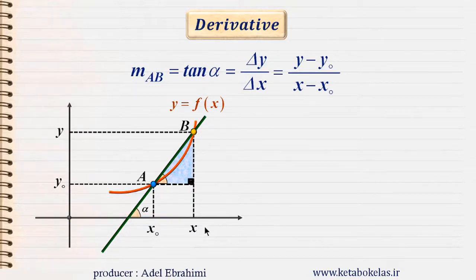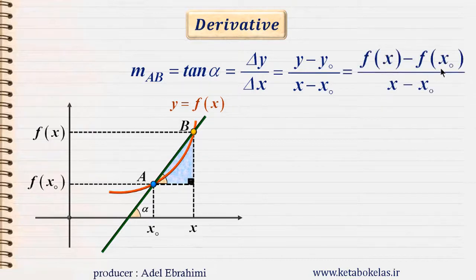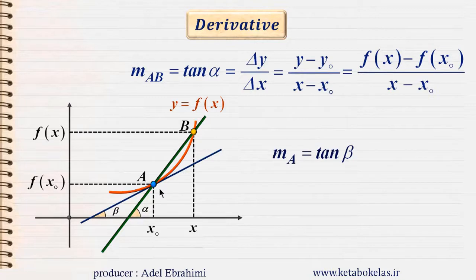By inputting x, the output is y, or f of x. And the value of the function at the point x0 is f of x0. So f of x and f of x0 are substituted for y and y0. Now we draw a tangent line at point A, which creates the angle beta with the positive x-axis. The slope of the tangent line at point A is tan of beta. In this condition, A is fixed and B is variable.